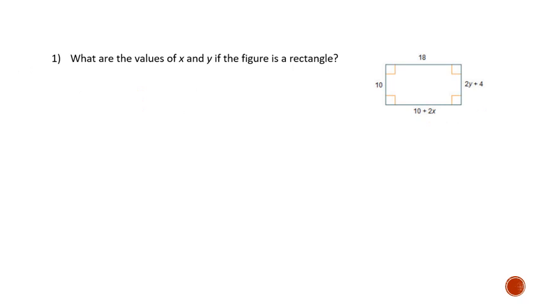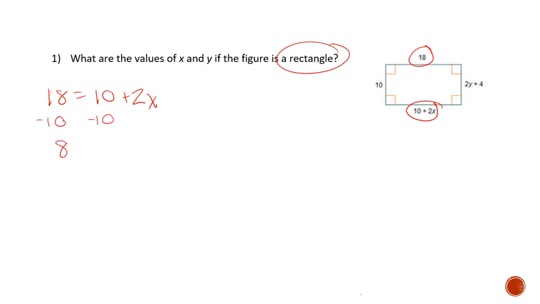Okay, so let's go ahead and use some of these properties to help us solve different things. So if this is a rectangle, we know the opposite sides are congruent. So this side right here should be congruent to this other side. So 18 should equal 10 plus 2x. If you solve for x, that means getting x completely by itself, we will be able to figure out that value. So 8 equals 2x, and when you divide by 2, 4 equals x.